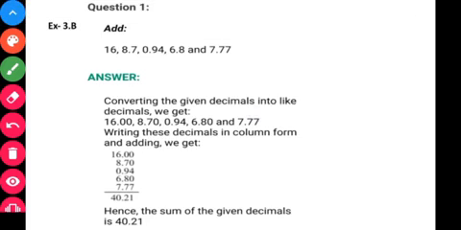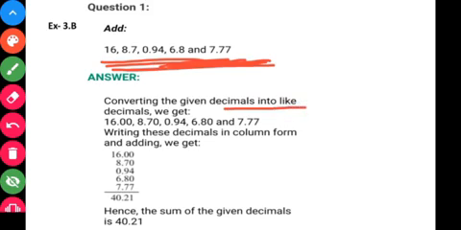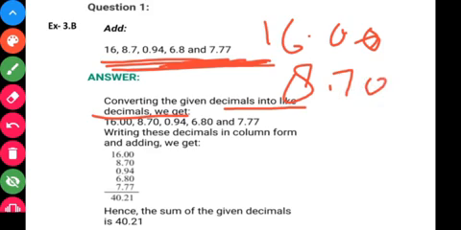Now next, exercise 3b, question number 1. It is given, add the following. How do we add? You know, for addition first we convert all into like fractions, or an equal number of decimal places. Here it is given 16, 8.7, 0.94, 6.8 and 7.77. So convert all decimals into like fractions. 16 can be written as 16.00, and 8.7 can be written as 8.70.